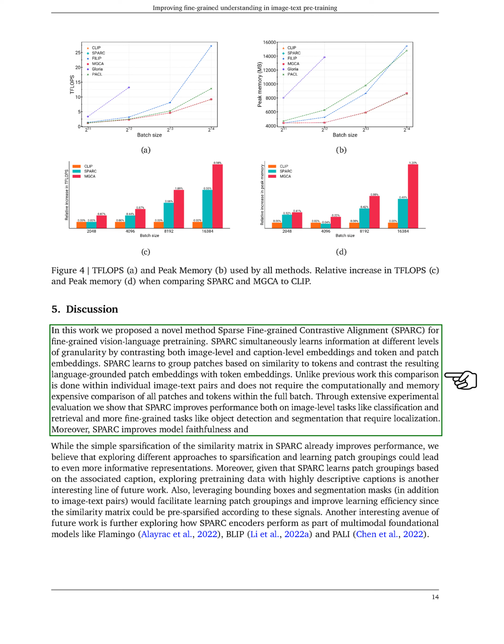Essentially, SPARC learns to group patches based on their similarity to tokens and then contrasts these language-grounded patch embeddings with token embeddings. What sets our method apart from previous studies is that this comparison is done within individual image-text pairs, eliminating the need for the computationally and memory-intensive task of comparing all patches and tokens within the full batch.